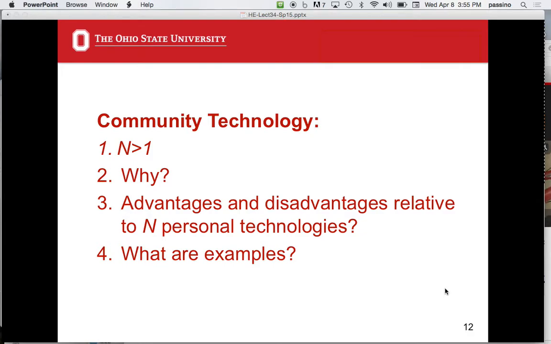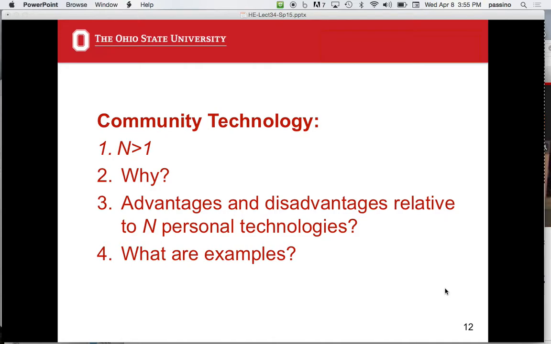Community technology. A pump is a community technology, right? So there's n greater than one users. And why do we do it? Because it's more efficient than putting in a bunch of little pumps for people, or it's better than taking the water from the river that the ladies were using and trying to purify it. It made sense just to dig a pump and then do the whole village at once.